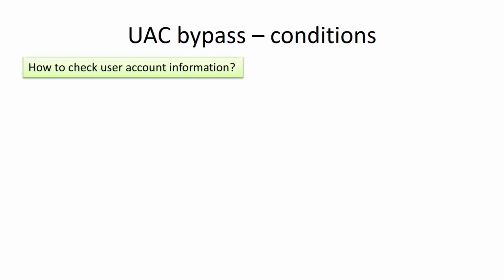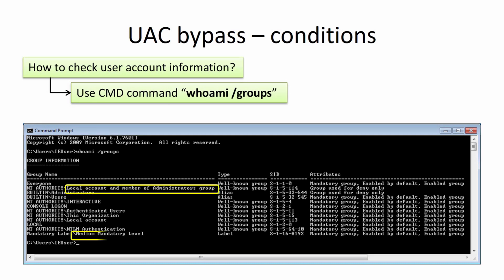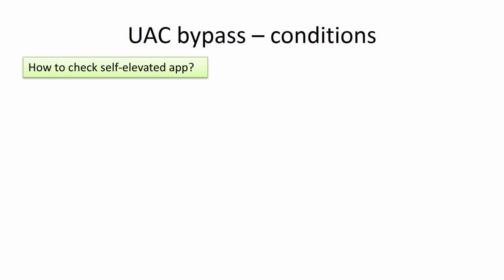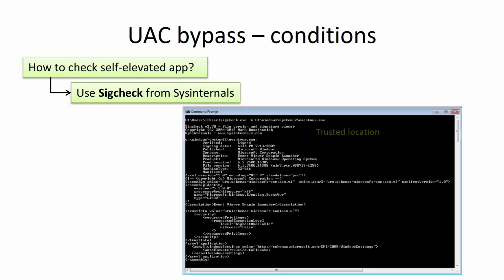Let's try to get information about the user account. It can be done by a built-in cmd command. As you can see, the user account meets the conditions. Now we need to check self-elevated applications. The best tool is Sigcheck from Sysinternals. It provides the complete information we need.